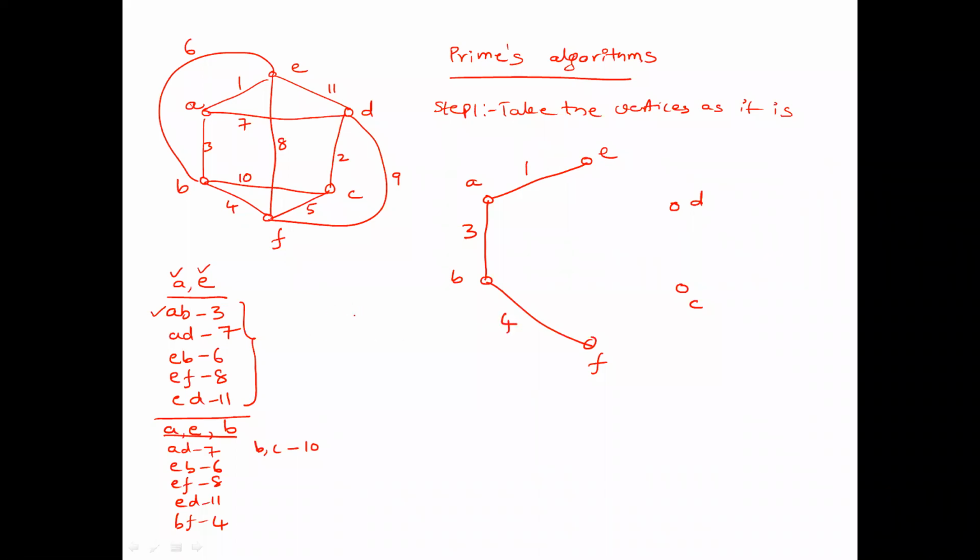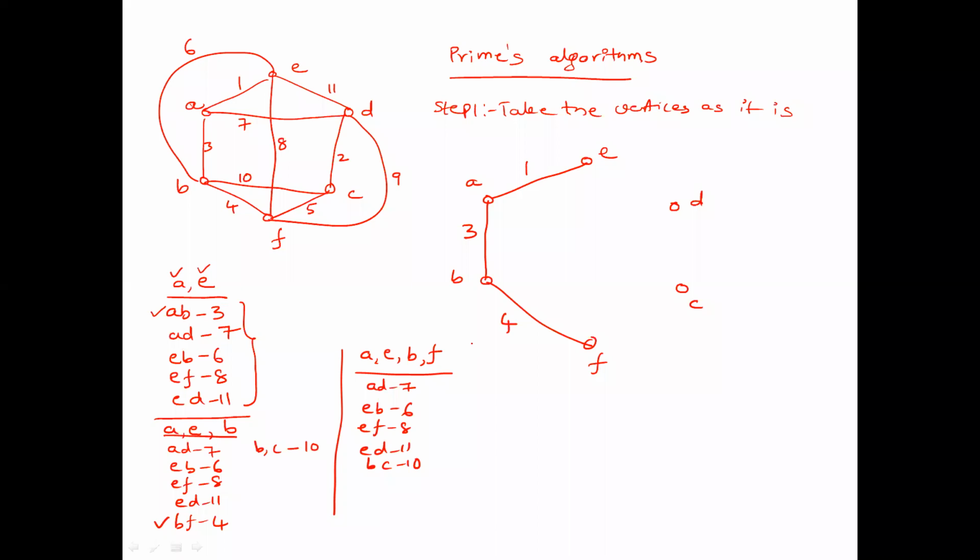Now our vertex set has increased. What are the vertices you have to consider? A, E, B, and just now F is added. So again you list the edges corresponding to these four vertices. Anyhow, out of the earlier list, we already considered BF, right? So what are the leftover? Let me list from the list: AD is 7, EB is 6, EF is 8, ED is 11, BC is 10.